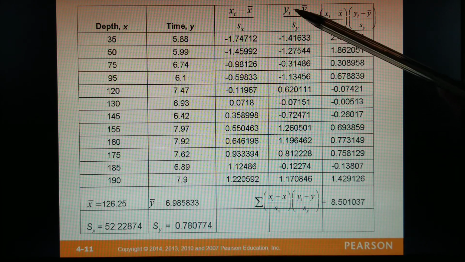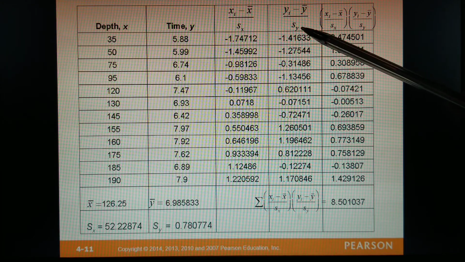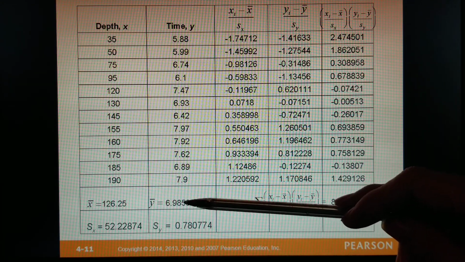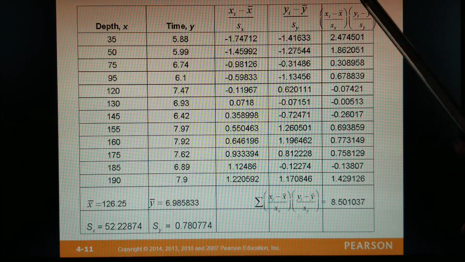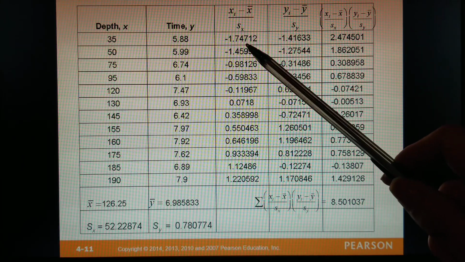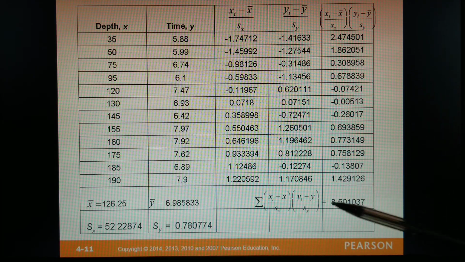Again, for this column, you take each y value minus the average of all the y's, divided by the standard deviation of the y's right there. So there's the mean of the y's and the standard deviation. We do that for each value. Now over here, we take the product of them. So I take the product of this one, and that goes there. Then we add all those together.